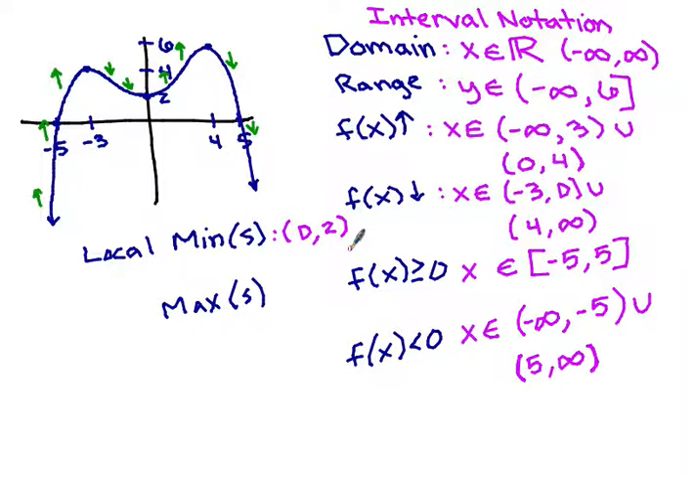And then my maximums would be at (-3, 4) and (4, 6). Okay, so those are my two peaks, and I have one valley. Those are actual coordinate points. Okay, so this is the describing a graph type stuff.